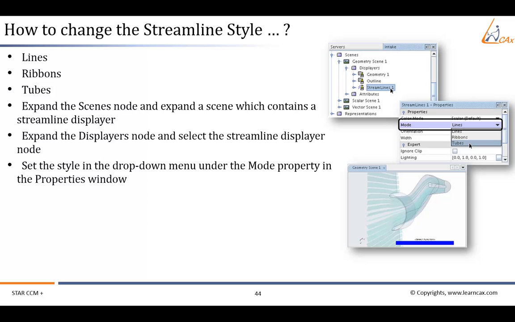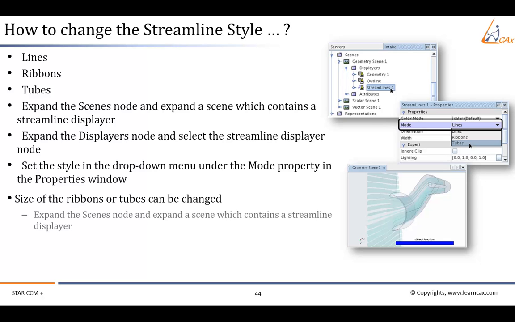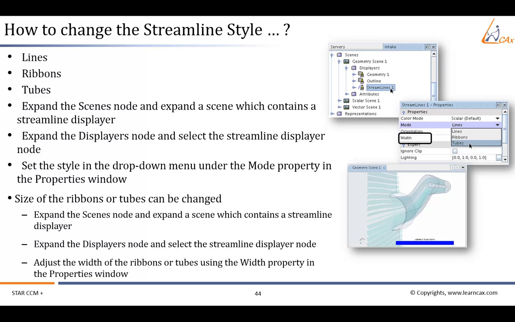If either the Ribbon or Tube mode is used to display the streamlines, the size of the ribbons or tubes can be changed. For this, expand the Scenes node and expand a scene which contains a Streamline Displayer. Expand the Displayers node and select the Streamline Displayer node. Adjust the width of the ribbons or tubes using the Width property in the Properties window.